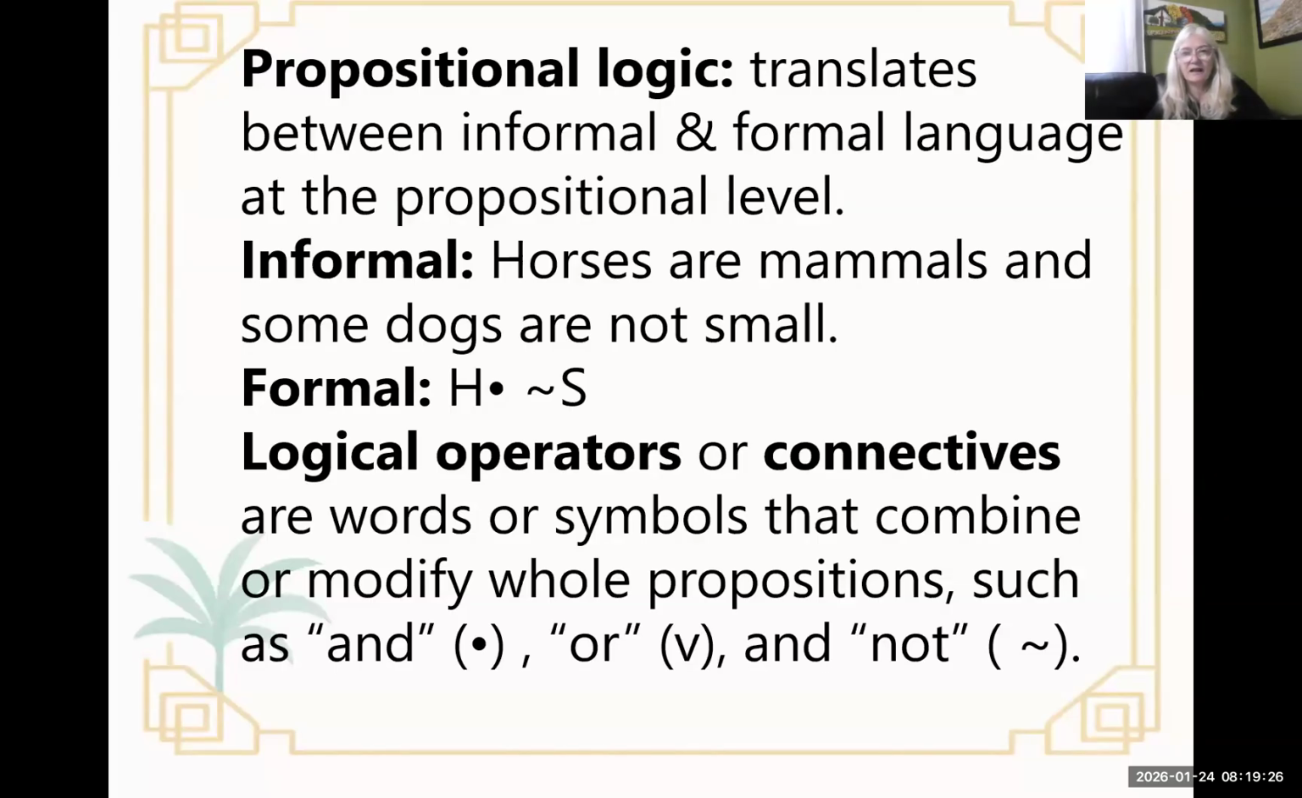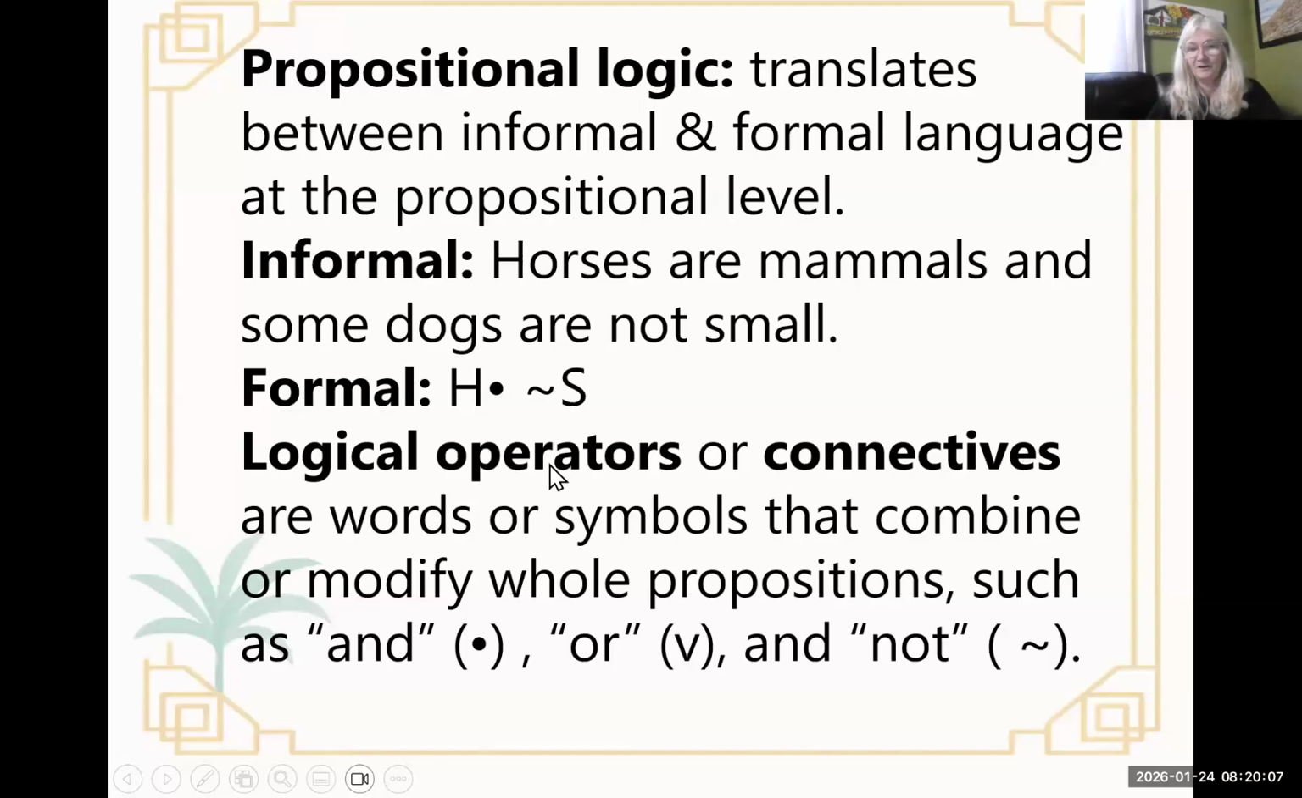Propositional logic translates between informal or ordinary language and formal language at the propositional level. So in informal language, I might have a sentence like "horses are mammals and some dogs are not small." And we don't go inside of the sentence. We just represent the sentence as a whole. So we represent "horses are mammals" as a whole with H. The "and" is represented with a dot in this system we'll be using, and "some dogs are small" is represented with S, and the "not" is represented with a tilde.